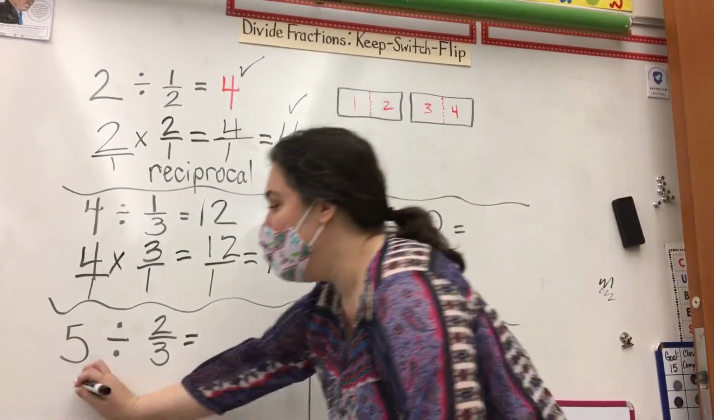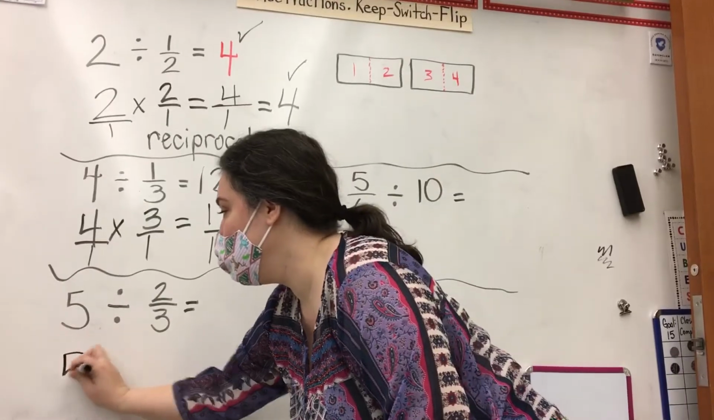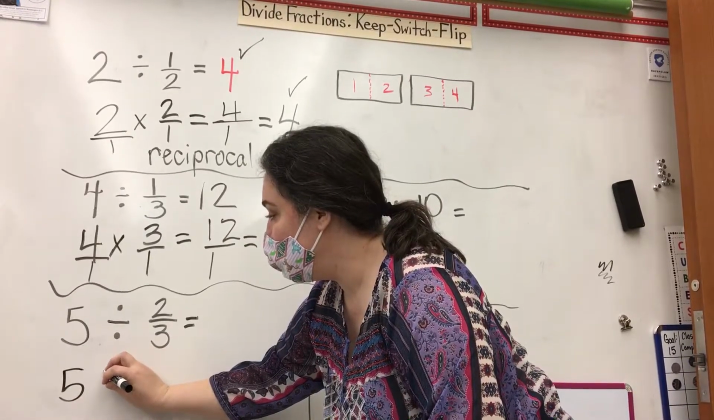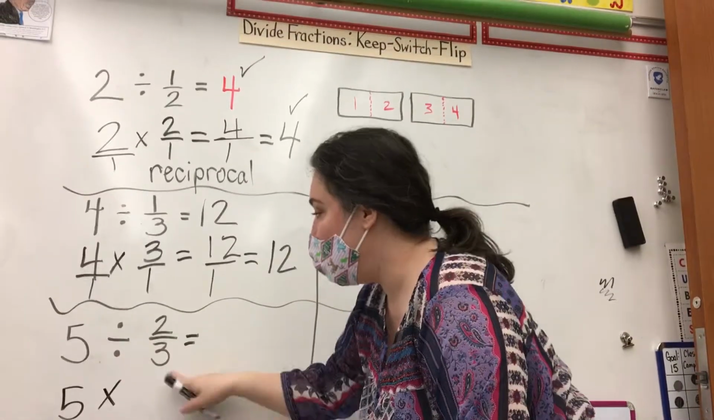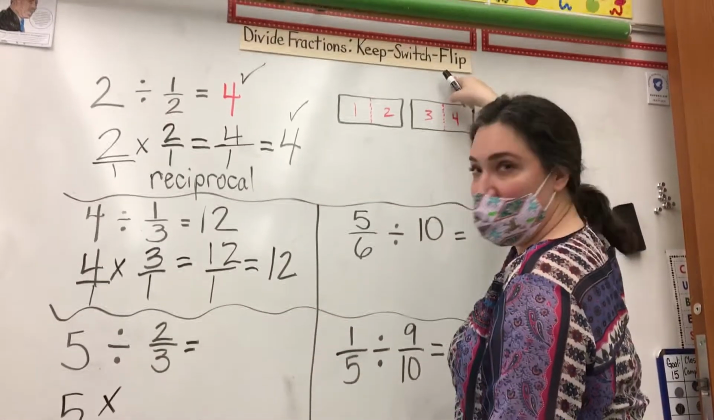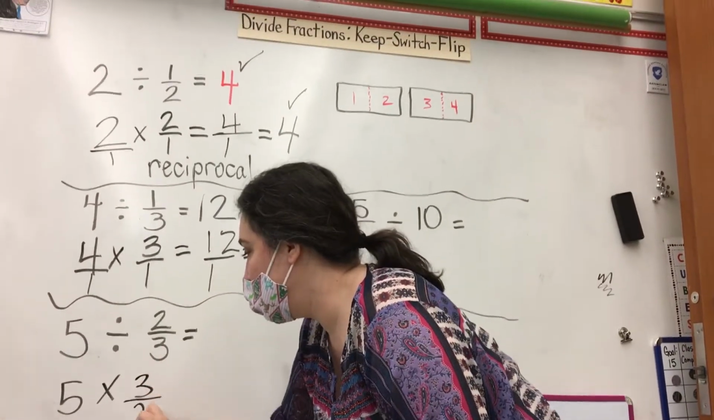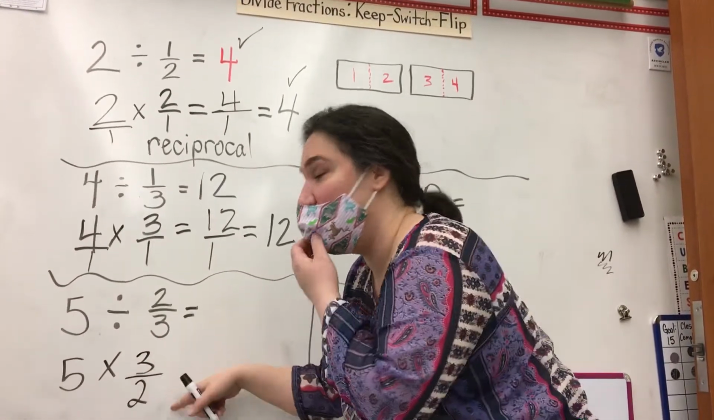Let's try it. What are we going to do with the 5? We're going to keep it. What are we going to do with the division sign? We're going to change it to multiplication. Yes, we're going to switch it. And what are we going to do with our fraction? We're going to flip it so it'll be 3 halves, or 3 over 2.